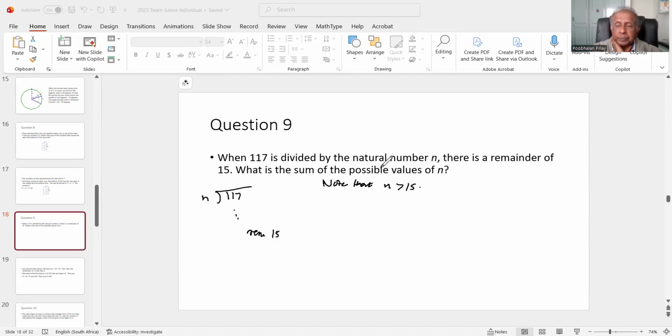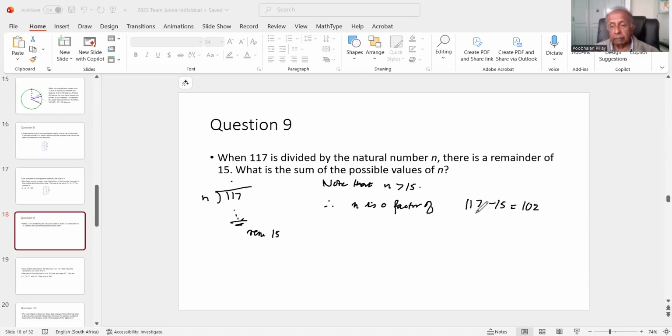All right. So what is the sum of the possible values of n? Okay, so the remainder is 15. Therefore, n is a factor of, so you have to remove 15 from 117, and that will be a multiple. Because n times this is that one. So this will be the last possible multiple of n. That is 102. So n is a factor of 102.